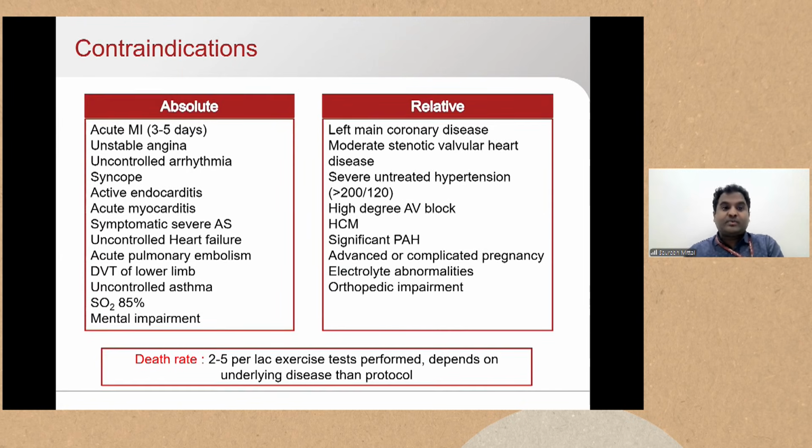So now we talk about some of the contraindications, that means when not to do. Any cardiac comorbidity, any untreated comorbidity which can lead to problems during the test because the patient has to exercise, are considered absolute contraindications. There are some relative contraindications which we have to keep in mind while doing a CPET test in such patients. The important thing which I want to tell you is that this test has around 2 to 5 per lakh exercise tests performed may have a mortality.